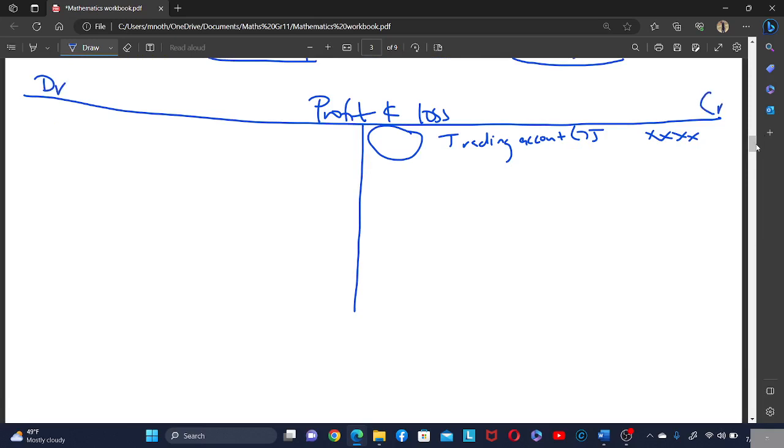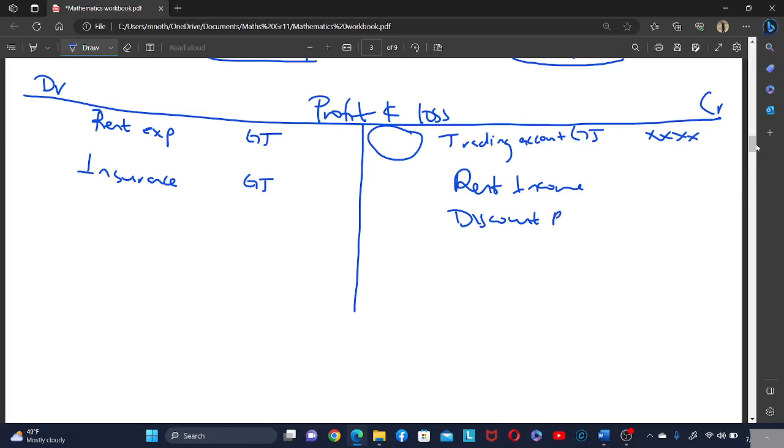In the profit and loss account, on the debit side, you must write all the expenses. For example, if there's a rent expense, you record it here on the debit side. If there's insurance, you record it here on the debit side. So you record all the expenses on the debit side. And on the credit side, you must record all the incomes. It can be the rent income, it can be the discount received. So you record all the incomes on the credit side.